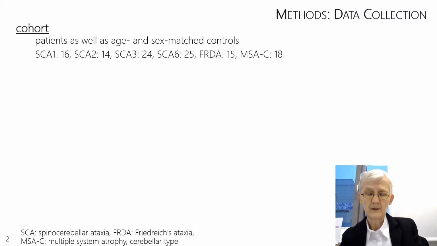We studied patients with spinocerebellar ataxia type 1, SCA or SCA1, SCA2, SCA3, and SCA6. These disorders are the most common forms of dominantly inherited ataxias. We also studied patients with Friedreich's ataxia, the most common hereditary ataxia, which is a recessive disorder. And we included one form of sporadic cerebellar ataxia, multiple system atrophy of the cerebellar type.